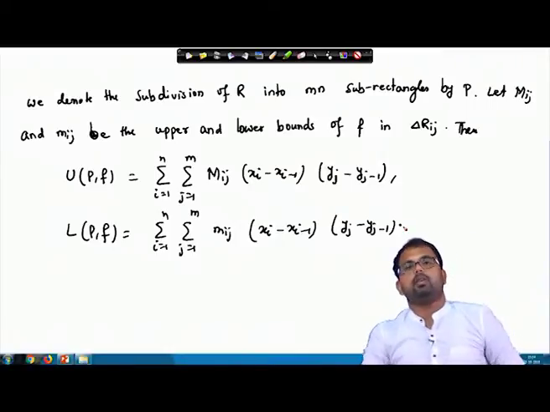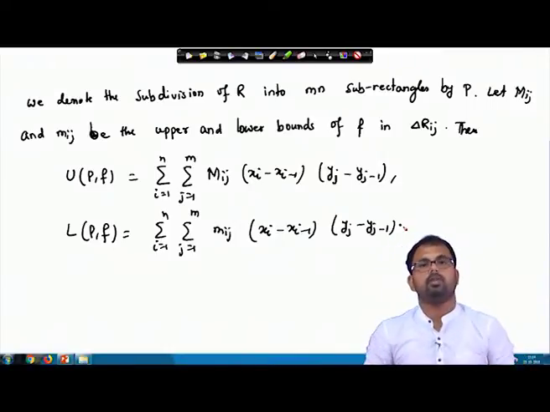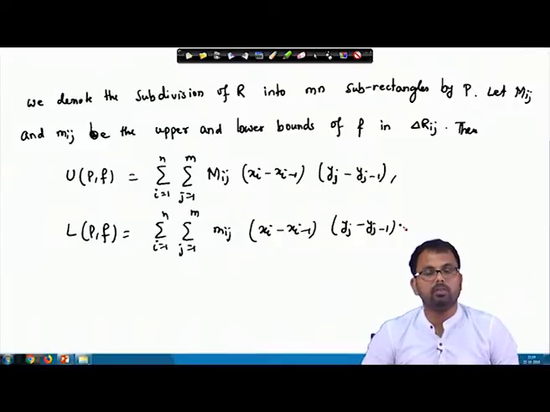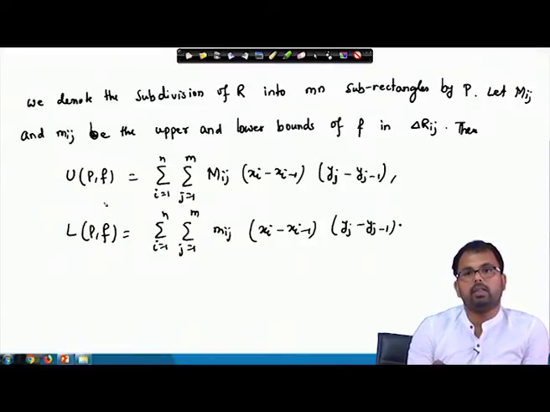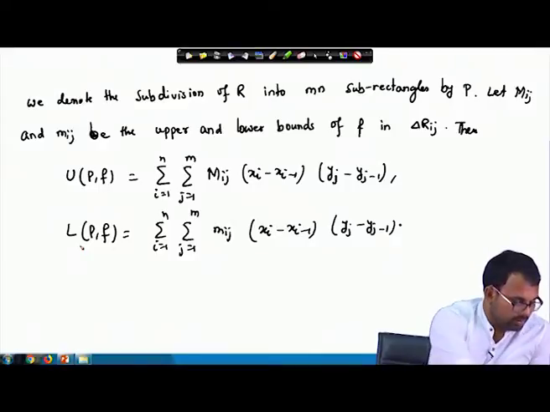So, these two are the upper integral sum and lower integral sum. Now, if you remember the function of one variable where we defined the integral, we actually took the infimum of all these upper integral sums. So, that gave us the upper integral, and then we took the supremum of all LPF, and that gave us the lower integral.